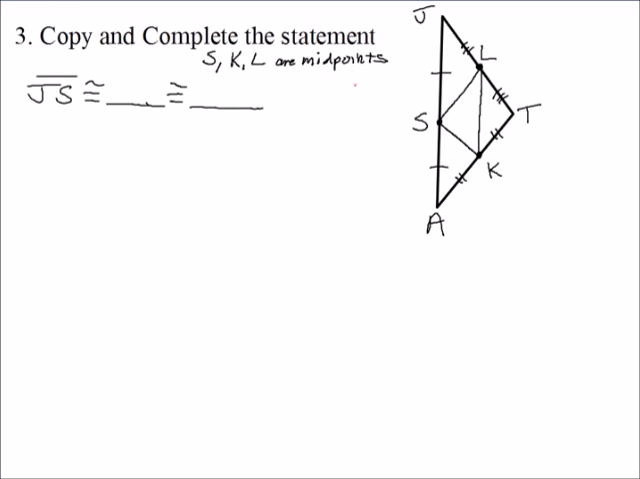Copy and complete your statement, knowing that S, K, and L are your midpoints. Well, if JS is one of your segments, you know that SA also has to be congruent to JS. So we have this one, we have this one, and being that we know that this together is equal to LK, we know that LK has to also be congruent. Because 2 of LK is going to be JA, and we know that these are split in half.